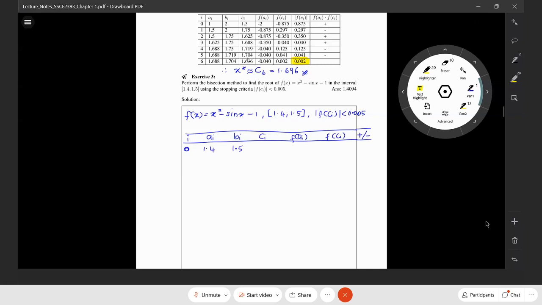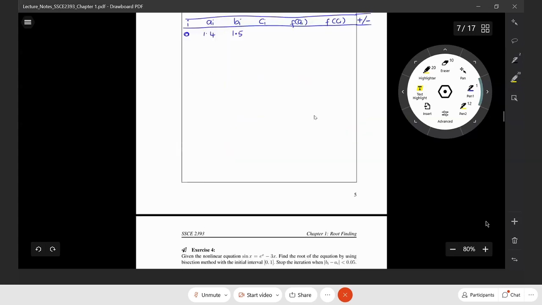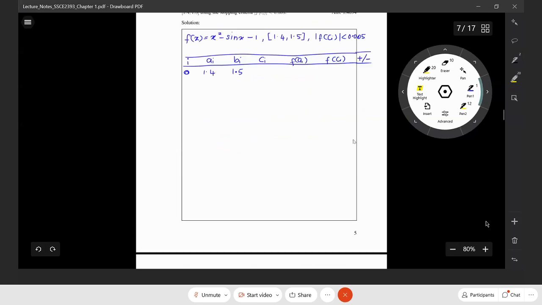Okay, and then once you get your C, you also need to calculate your f(a) and also f(c), which is referring to the equation x squared minus sin x minus 1 here. So in your calculator, I'm going to write down the equations that you are going to use. First, you will have C, which is (A plus B) over 2. And then number 2, your equation, x squared minus sin x minus 1.